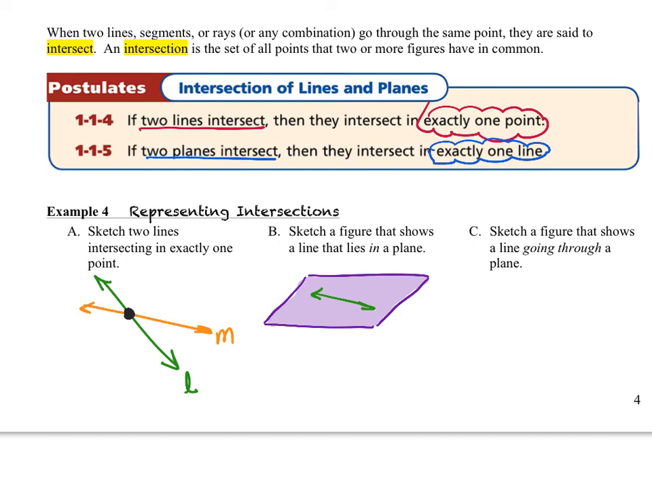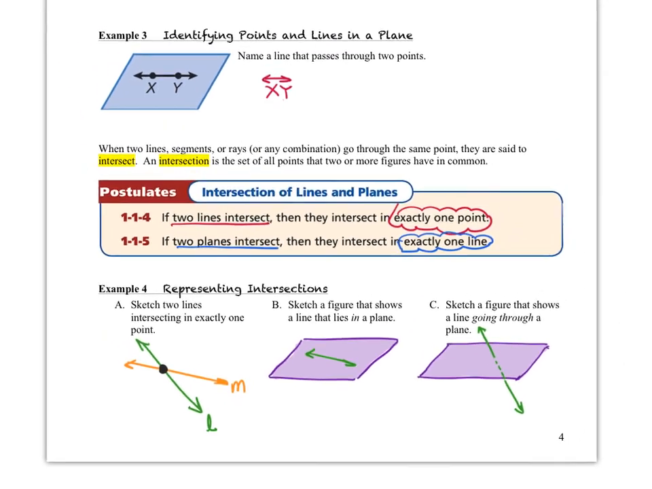So part C says sketch a figure that shows a line going through a plane. So again, we need a plane, but this time our line is going to kind of pierce through that plane. Imagine taking a toothpick and piercing a piece of paper. So I'm going to draw it going kind of upwards, and then this is where it goes through the plane. So I'm going to have dotted lines to designate where we can't see it because it's kind of behind the plane, and then this is underneath the plane coming through the side that we can see. So that's a figure showing a line going through a plane.